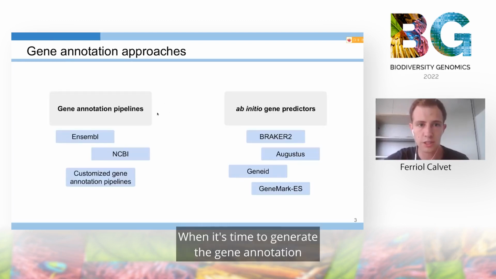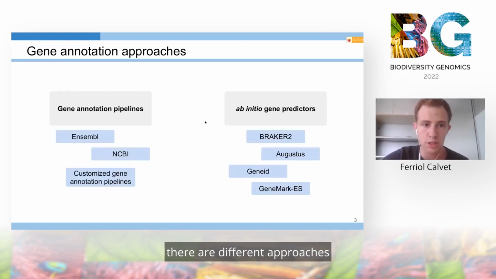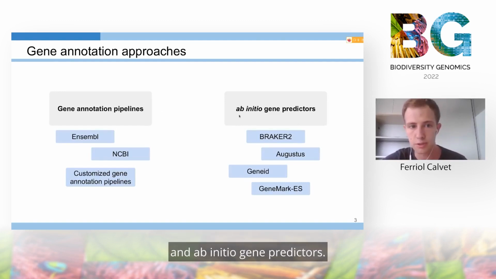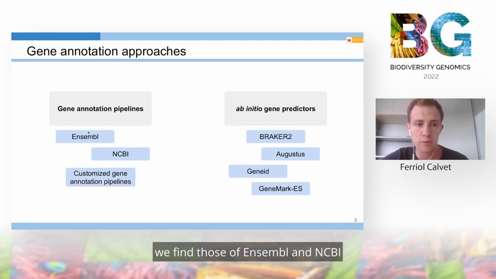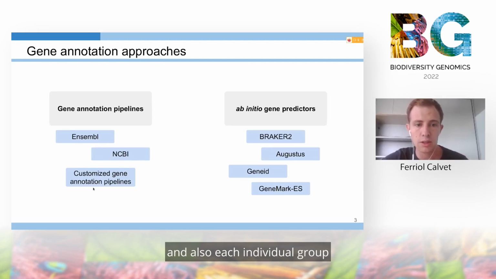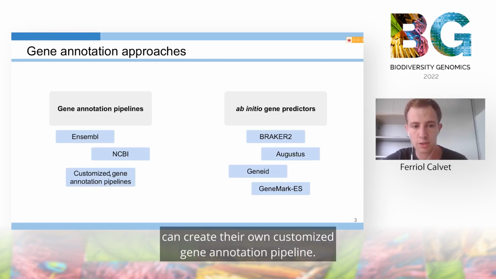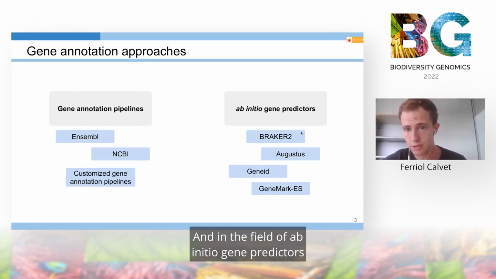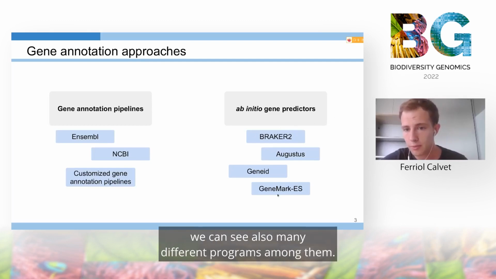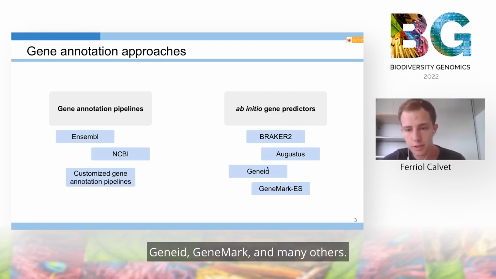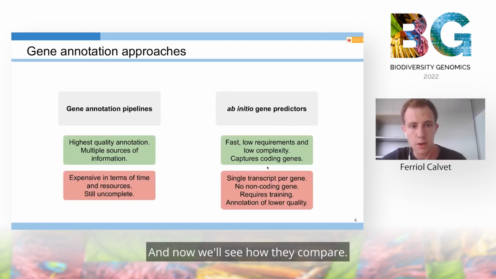When it's time to generate a gene annotation, there are different approaches, and among them, we highlighted two of them: gene annotation pipelines and ab initio gene predictors. Inside gene annotation pipelines, we find those of Ensembl, NCBI, or other big institutes, and also each individual group can create their own customized gene annotation pipeline. And in the field of ab initio gene predictors, we can also see many different programs. Among them, there are BRAKER2, Augustus, Geneid, GeneMark, and many others. And now we'll see how they compare.